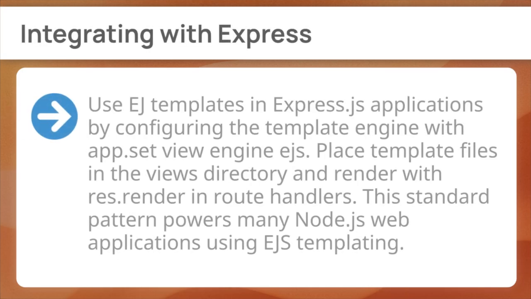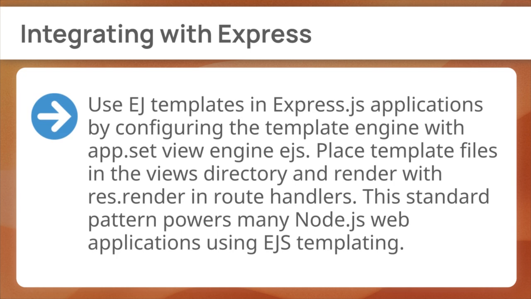Finally, integrating with Express. Use EJ templates in Express.js applications by configuring the template engine with app.set('view engine', 'ejs'). Place template files in the views directory, and render with res.render in route handlers. This standard pattern powers many Node.js web applications using EJS templating.